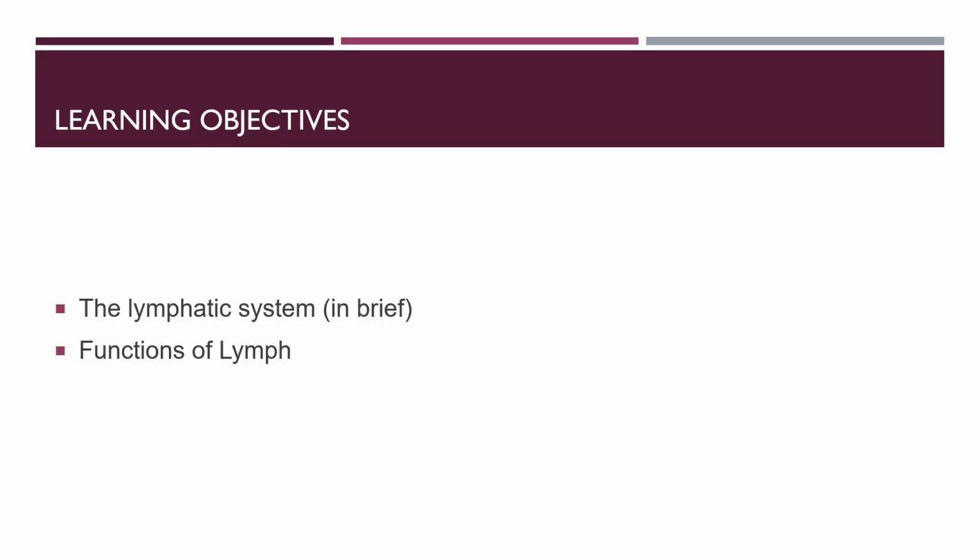Now, what are the learning objectives of this lesson? We are going to learn about the lymphatic system in brief. We are going to learn about the lymph, the lymphocytes, the lymph vessels and all, and about the functions of the lymph. Your lymphatic system is in brief as per your ICSE curriculum in 8th standard; when you move to higher classes, it is in detail.